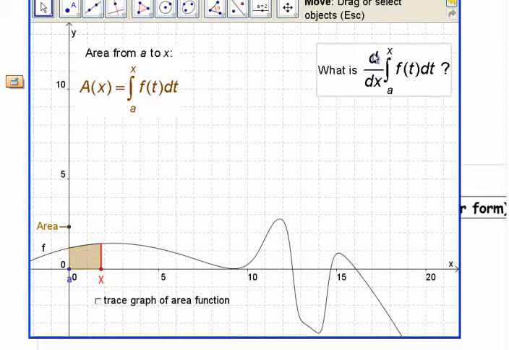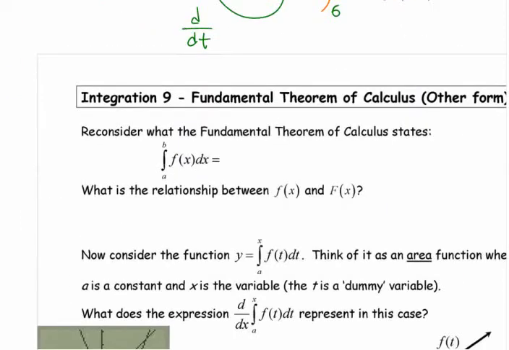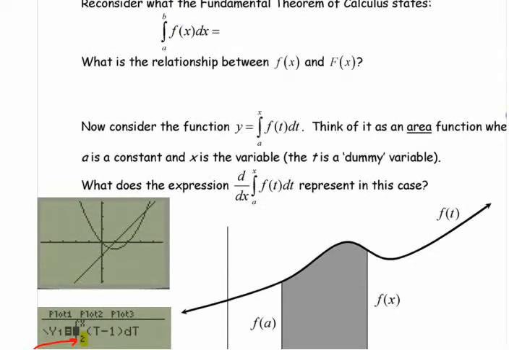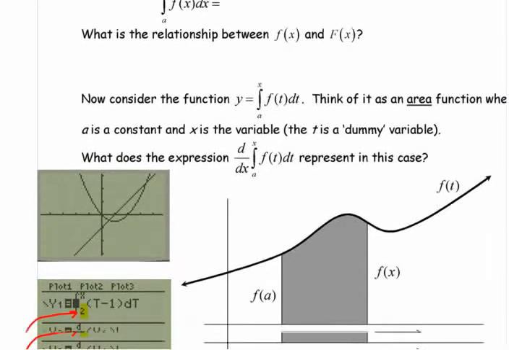In other words, the derivative with respect to x, this variable, of that area function is just the height of the function at any given time. The derivative of the integral of f is f. Okay? Go back here and write it out here. There's a picture on here. Okay, there's a picture on here.